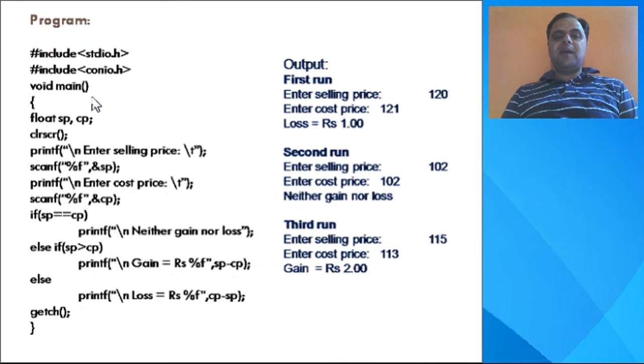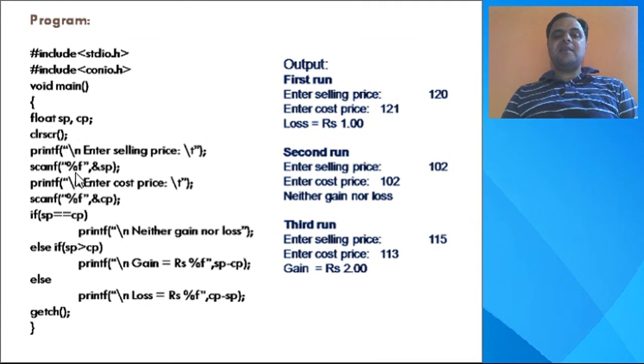So let's take a program. I have included two header files, stdio.h and conio.h, and void main. I have taken two float variables, SP and CP. SP is selling price and CP is cost price. Clear screen, then enter the selling price.